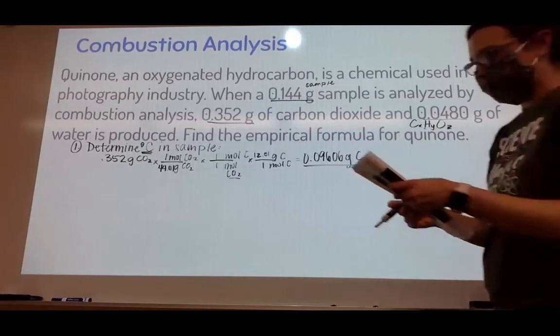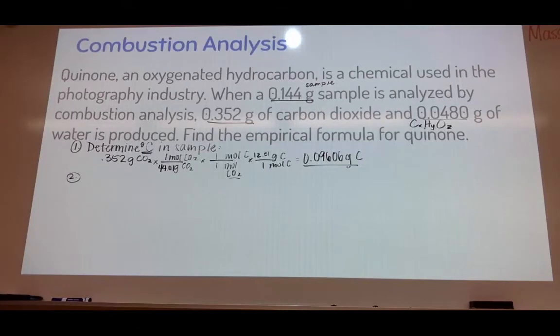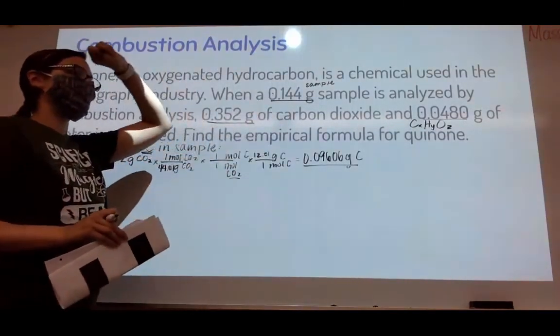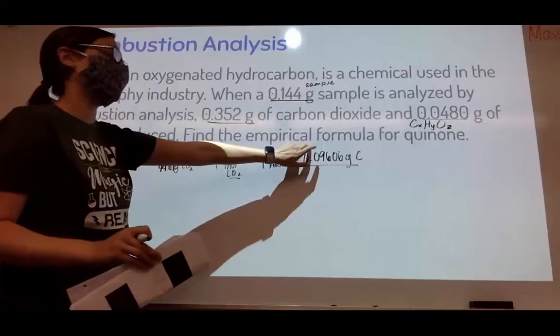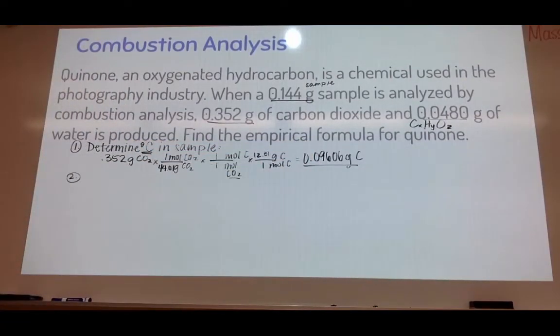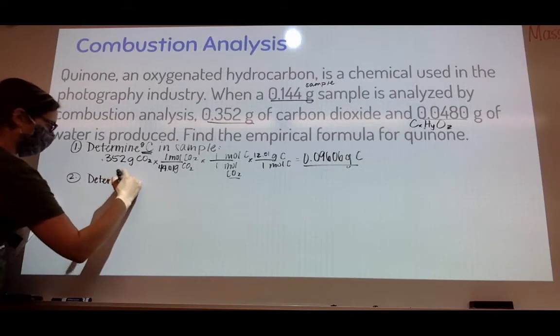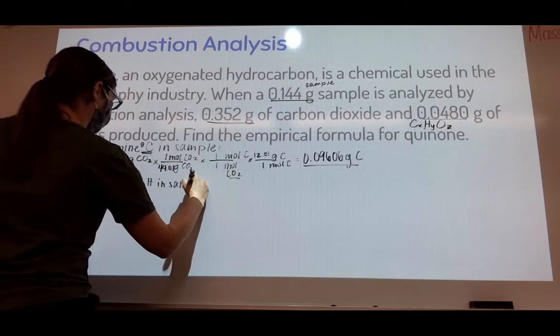Now I'm going to do the same thing for hydrogen. And the reason that I'm going through and doing this is not because I like doing stoich, but because in order to determine an empirical formula, remember it's percent to grams, but we don't have percent here. Then we have to be able to go grams to moles of each individual element. So what I'm doing right now is taking all the information and going to grams so I can actually start the empirical formula. So the second thing that we're going to do is determine grams of hydrogen in the sample.